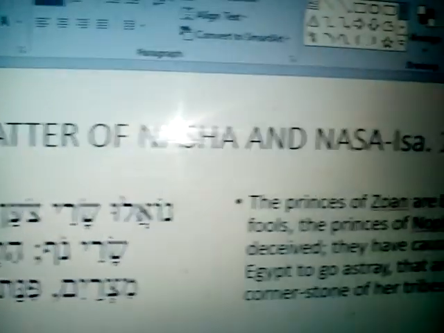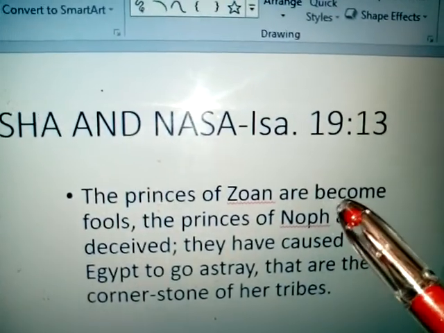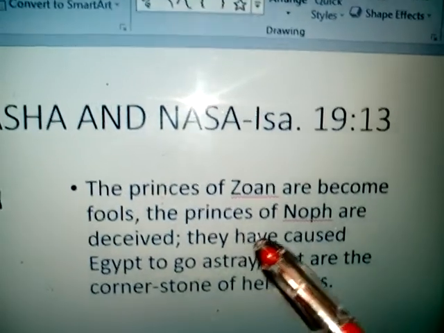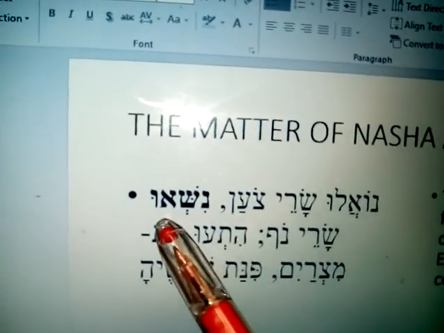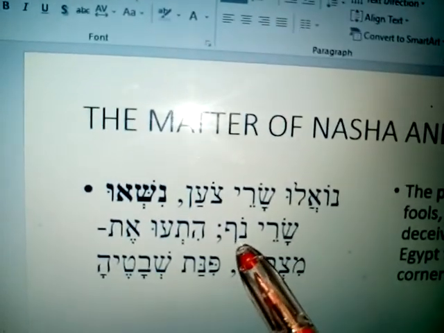So we want to go over something. When you read this particular part where it says what? The princes of Noph are deceived. In Hebrew, we see this here: Nish'u Sarei Noph. Now Noph in Hebrew is talking about the Egyptian city that's commonly understood as Memphis. So we just want to point that out.